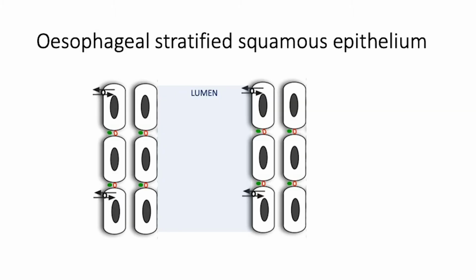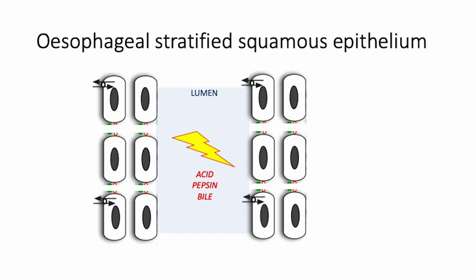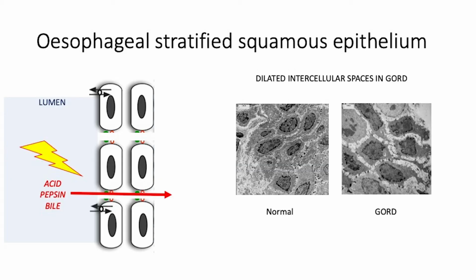The esophageal mucosa is made of a stratified squamous epithelium, quite similar to the skin. This is able to act as a defense mechanism, protecting against the noxious components of gastroesophageal reflux, such as acid, pepsin, and bile. If this barrier is disrupted, the epithelium may become more permeable, potentially allowing these noxious components to access its deeper levels.